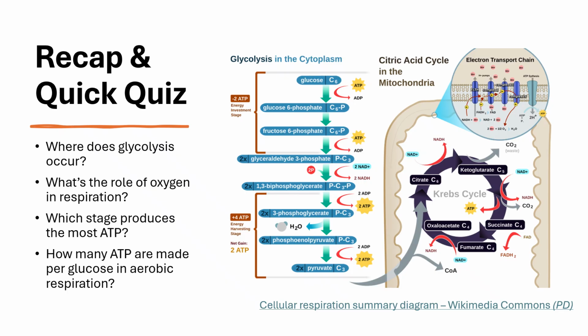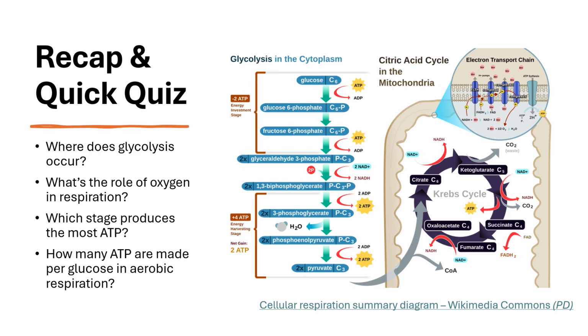Oxygen's job is to act as the final electron acceptor in the electron transport chain, combining with electrons and protons to form water. The stage that produces the most ATP is the electron transport chain through oxidative phosphorylation.